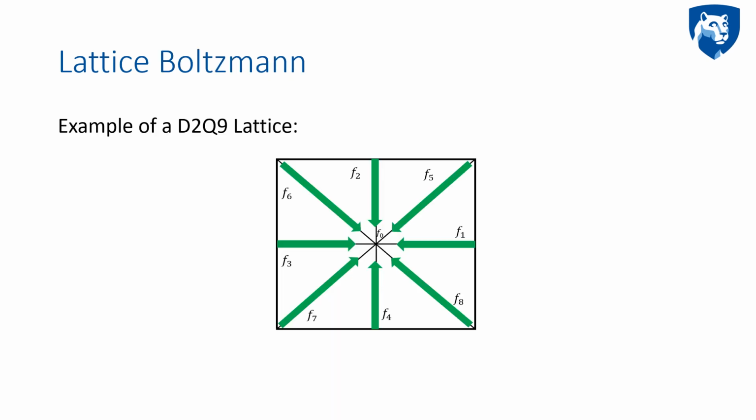An example of a lattice Boltzmann lattice is shown right here. This is called the D2Q9 lattice, D2 meaning two-dimensional and Q9 meaning having 9 velocities. On this lattice, you can see that there are 9 linkages for the 9 velocities. So you have 1, 2, 3, 4, 5, 6, 7, and 8. And there's also one called F0 at the center. This corresponds to the molecules that are at rest and will not be moving during the propagation step. And each of the linkages has a distribution function attached to it, which is referred to by f.